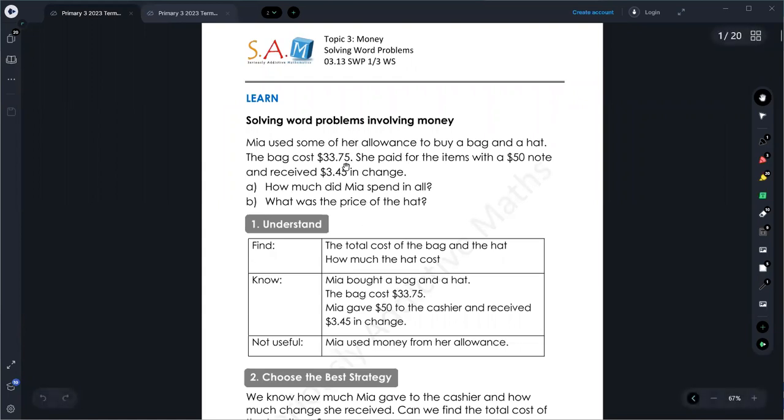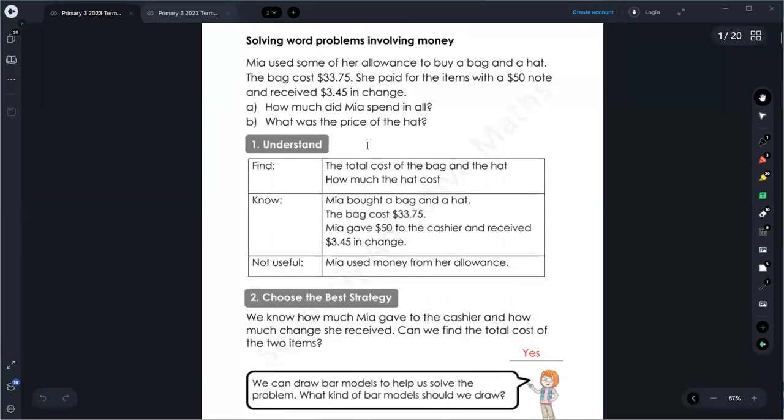Now for this week, there are 2 booklets, and then apart from that, you'll be assigning them a test as well. The first booklet is on money word problem, and then the second booklet is multiplication by 6, right? Okay, so let's start off with booklet number 1.